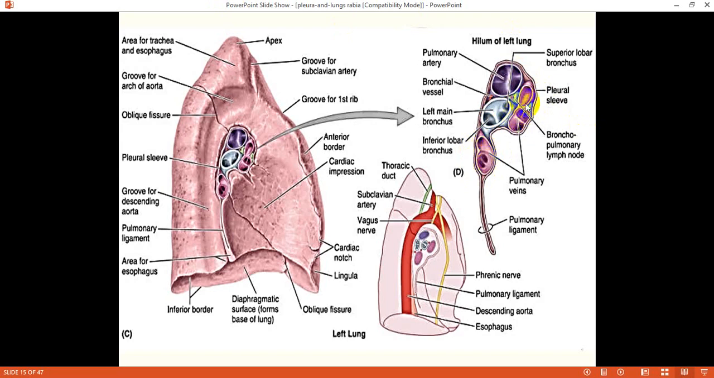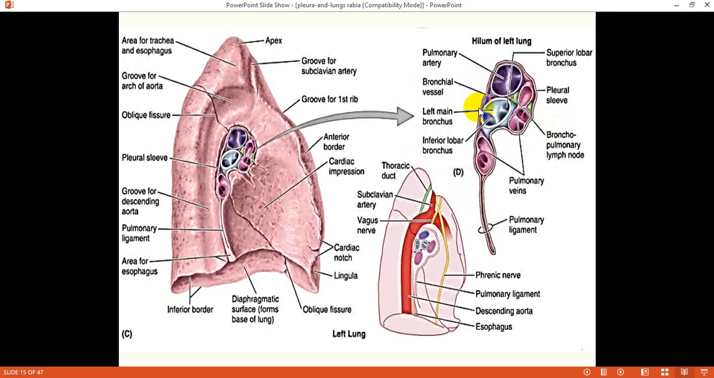The anteriormost and inferiormost part of the hilum is occupied by the pulmonary veins, so that they can descend into the pulmonary ligament. The bronchial vessels and the bronchial lymph nodes are associated with the bronchus in the posterior region of the hilum.